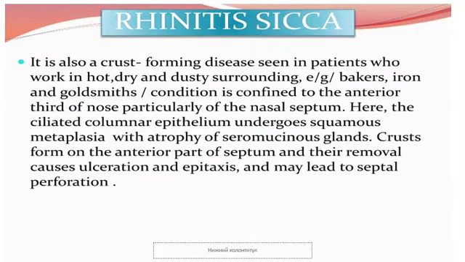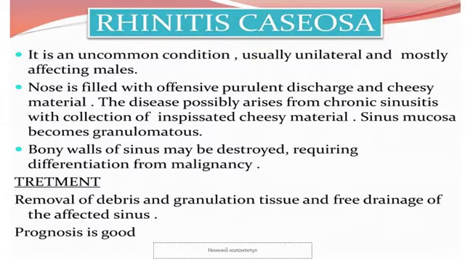Rhinitis sicca. We said there are types of rhinitis, and rhinitis caseosa may also occur. Rhinitis sicca is a crust-forming disease seen in patients who work in hot, dry and dusty surroundings, for example bakers, ironworkers and goldsmiths. It is confined to the anterior part of the nose, particularly the nasal septum. Here, the ciliated epithelium undergoes squamous metaplasia with atrophy of seromucinous glands. Crusts form on the anterior part of the septum and their removal causes ulceration and epistaxis and may lead to septal perforation.